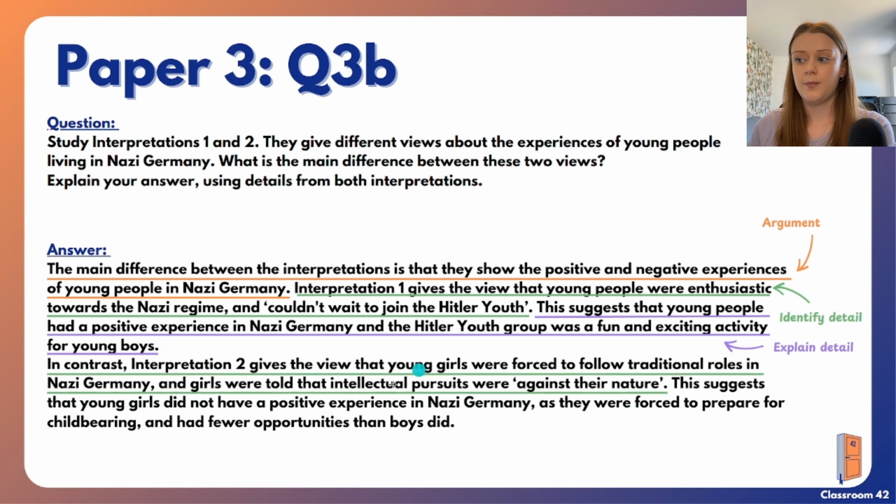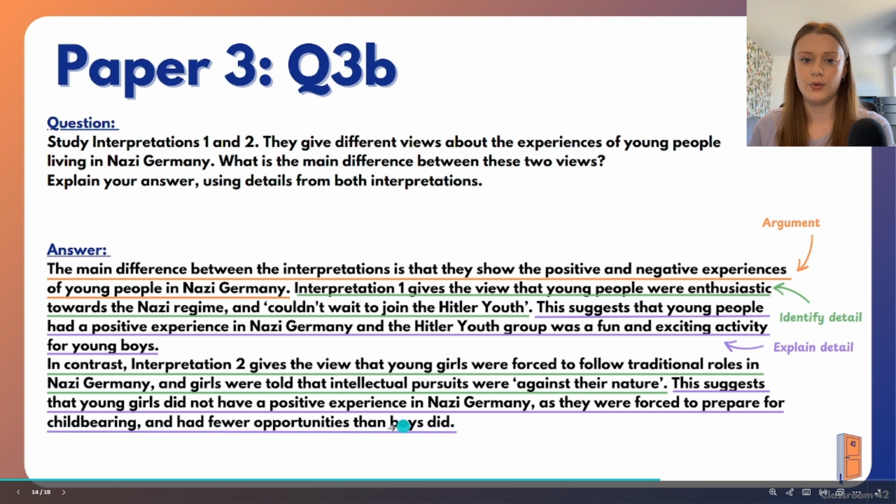Then we're going to do the same for interpretation 2. So in contrast, interpretation 2 gives the view that young girls were forced to follow traditional roles and girls were told that intellectual pursuits were against their nature. Again, adding in a quote there. And then we're just explaining it. So this suggests that young girls did not have a positive experience in Nazi Germany as they were forced to prepare for childbearing and had fewer opportunities than boys did. And that is question 3b.